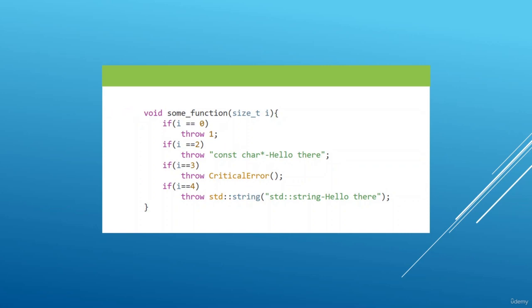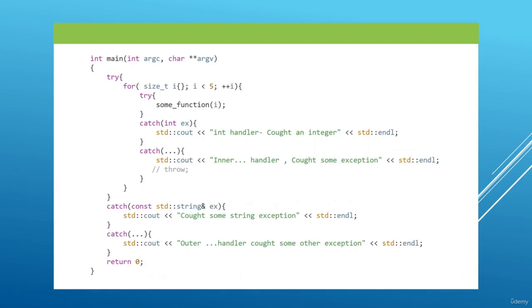Once we have this function, we can set up a piece of code like this, which is going to be looping 5 times. And inside we have a bunch of nested try blocks. So the first one is here, and we are going to loop inside, and we are going to be calling our functions on these indexes here. Inside we have a bunch of catch blocks. The first one is going to catch an integer, but the second one is an ellipsis catch-all block.